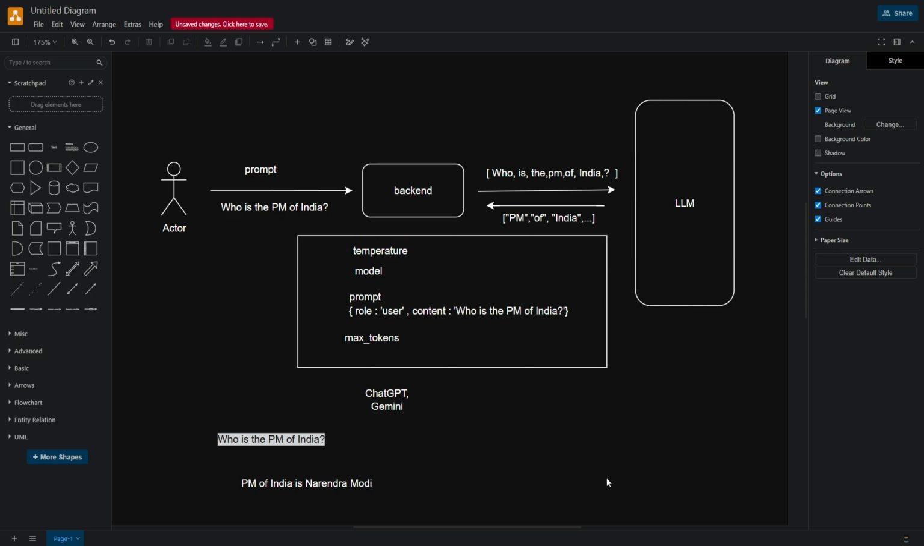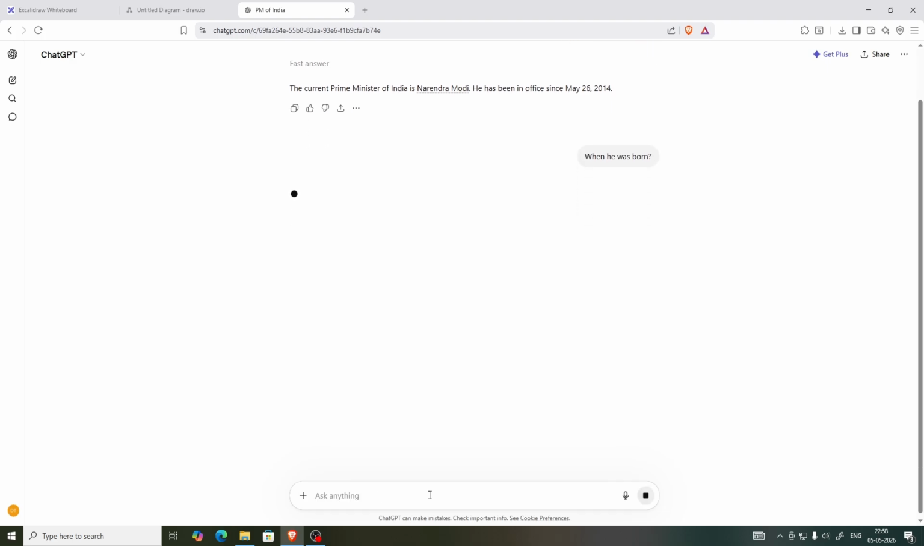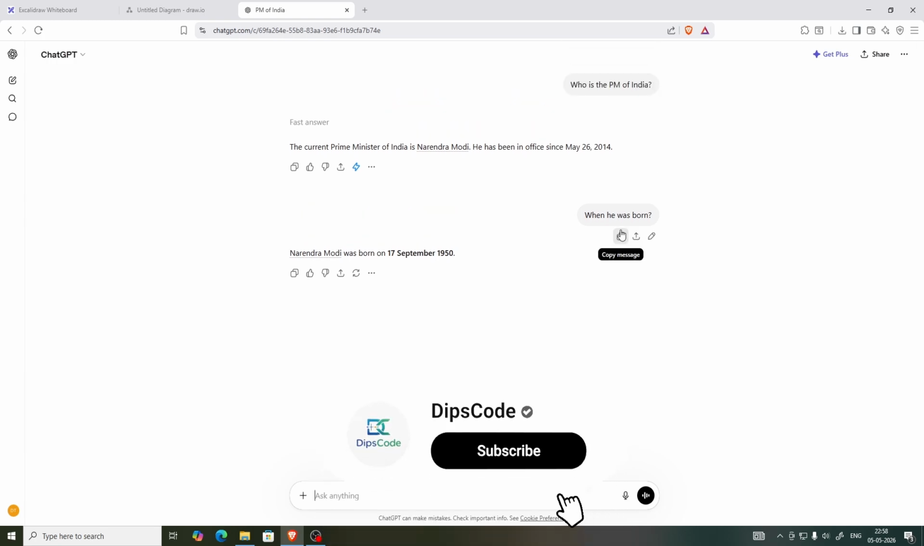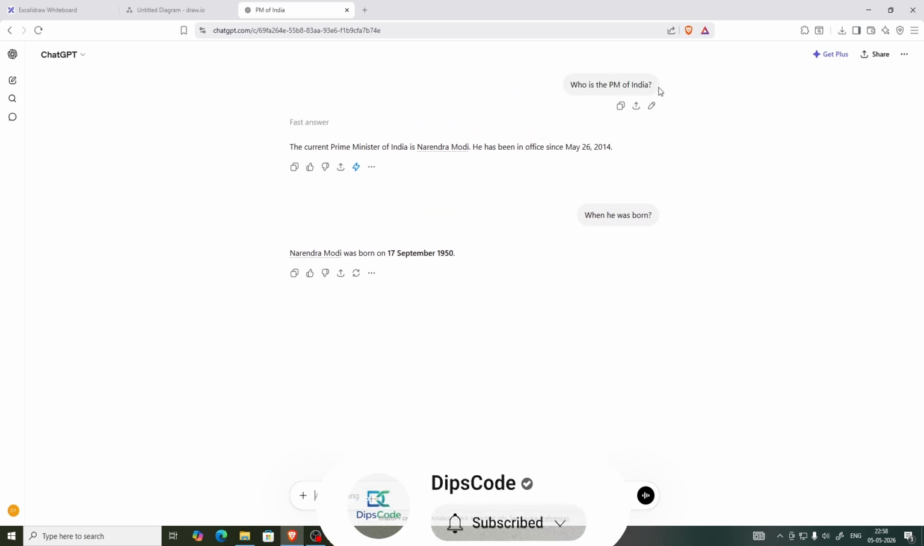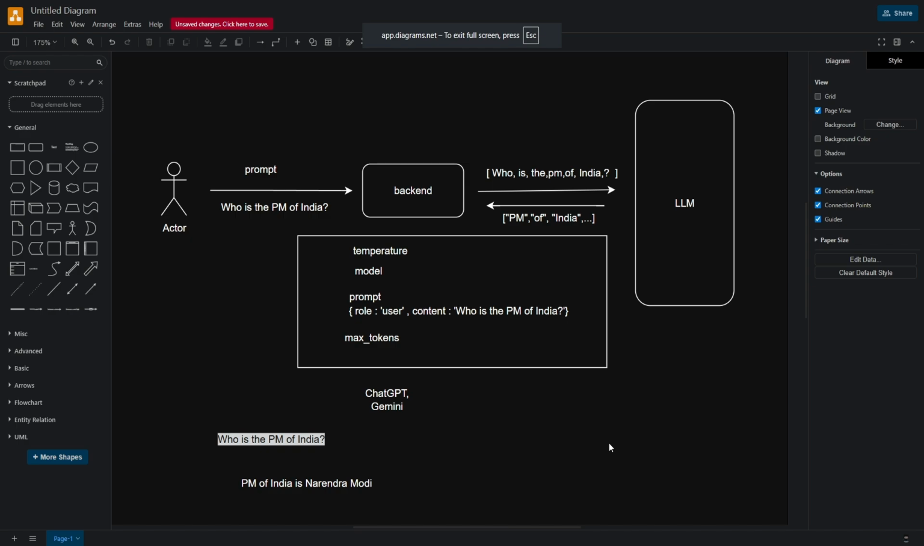Another thing, friend, let me tell you. Let's say I ask the question, "When was he born?" If you see the response, it tells us Narendra Modi was born on 17 September 1950. So how does it know that "he" represents the PM of India, Mr. Narendra Modi? It could be any person. How is it understanding that he represents Narendra Modi, the PM of India?